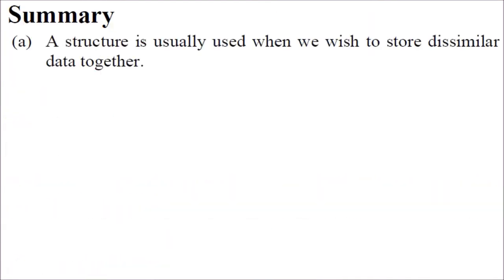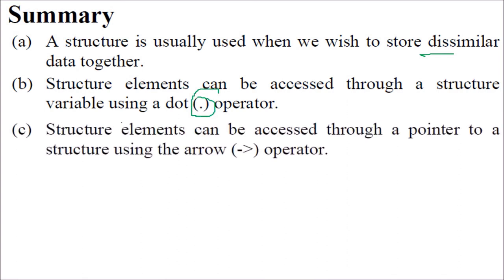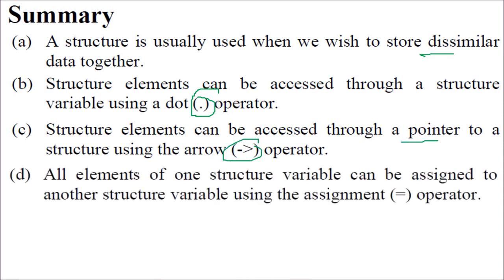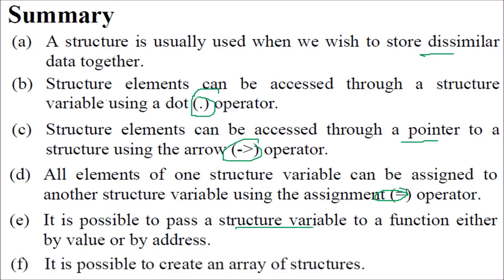So let us summarize. A structure is used when you store dissimilar data together. The structure elements are accessed through the structure variable and dot operator. The structure elements can be accessed through a pointer to a structure using the arrow operator, and all elements of one structure variable can be easily assigned to another using the assignment operator. And it is possible to pass the structure variable to a function either by value or by address, and it is possible to create an array of structures also.